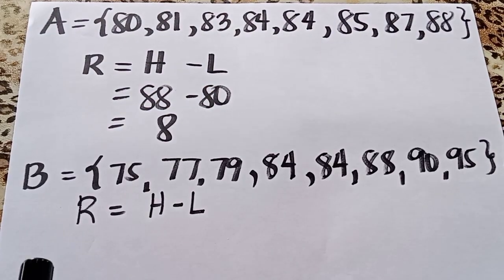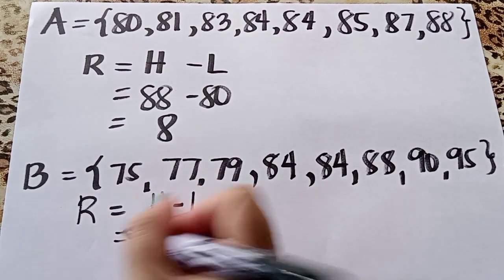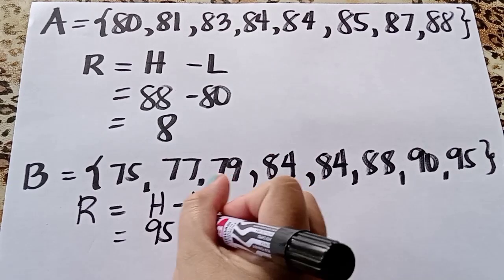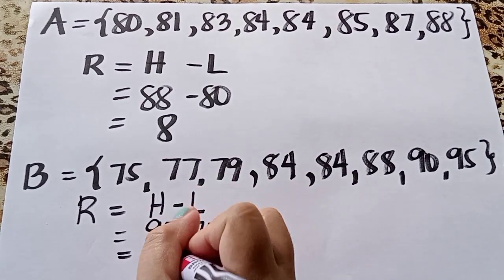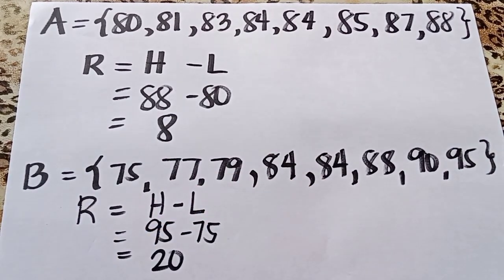Next, let us have set B, wherein these are the given set of data. Let's find the range. The highest value here is 95 minus the lowest value, which is 75. Subtracting, we have 20 as our range in set B. Okay, let us have the mean deviation.